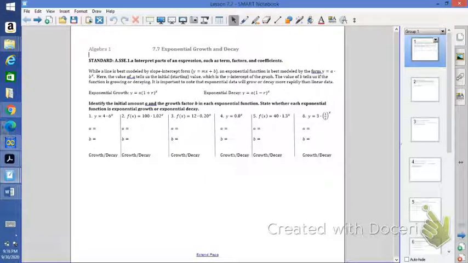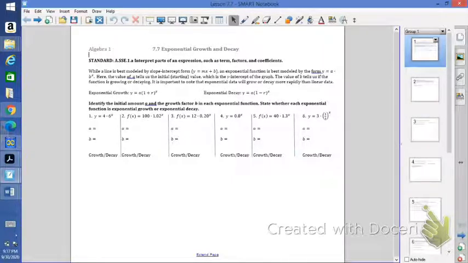Lesson 7.7 is on exponential growth and decay. While a line is best modeled by slope-intercept form, which is y equals mx plus b, an exponential function is best modeled by the form y equals a times b to the x. We went over this last section.